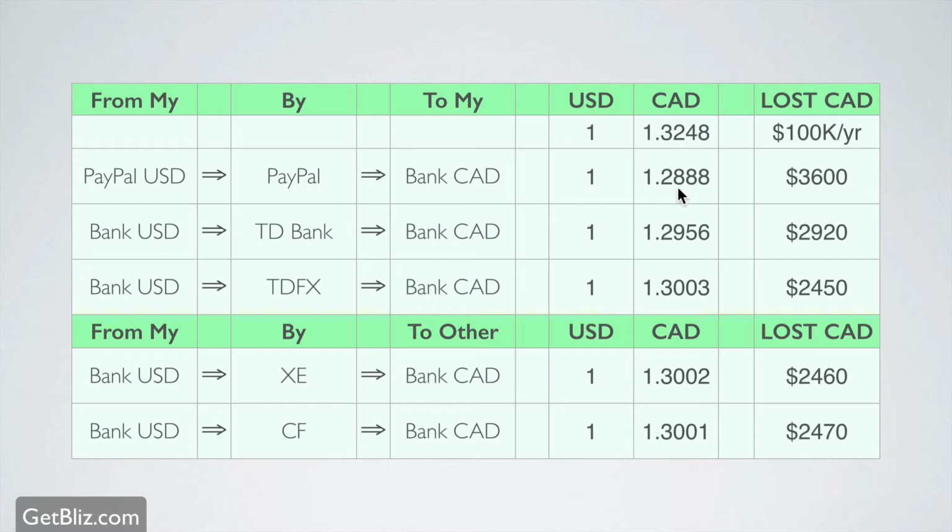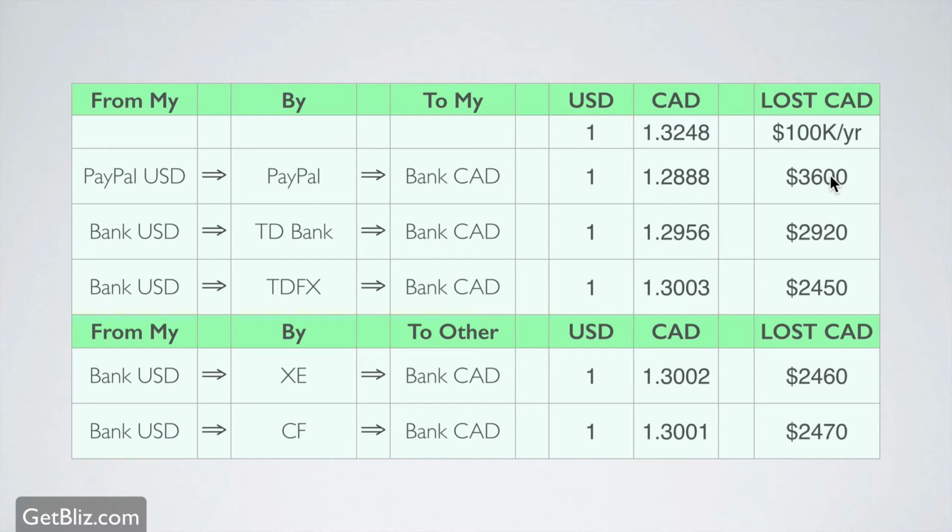It's really a robbery. So what I have here in this column is if I were to transfer $100,000 US a year using this system, the easiest one, I would lose $3,600 a year in exchange. This money is gone. This money is gone directly to PayPal, who decided to give me a horrible exchange rate.